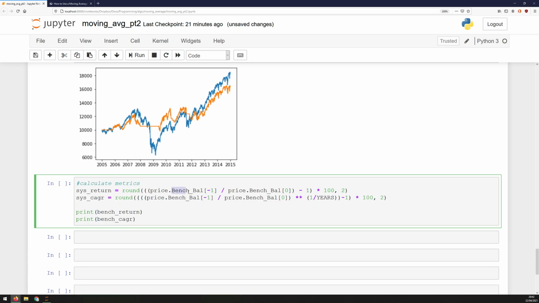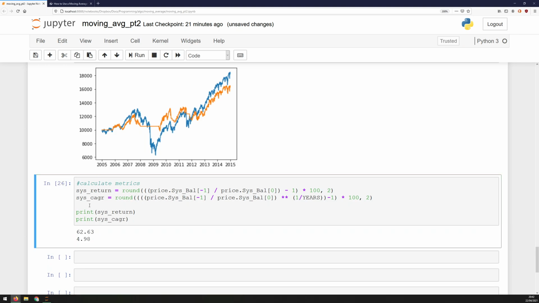And all of these pretty much just directly change over to sys underscore bal. This one as well. And this one down here. Everything else stays the same. It's the same duration, same period. I just need to make sure I change this as well. Sys return. And assuming I've not made any mistakes here, if we run this, I get my information here.